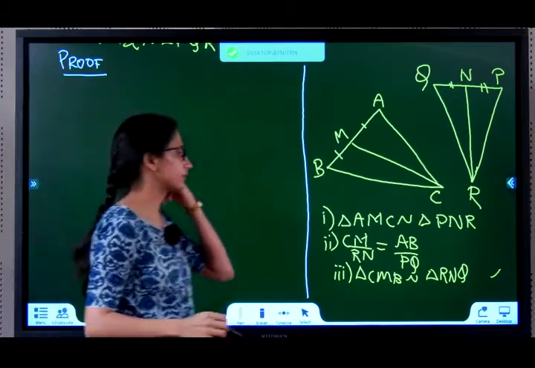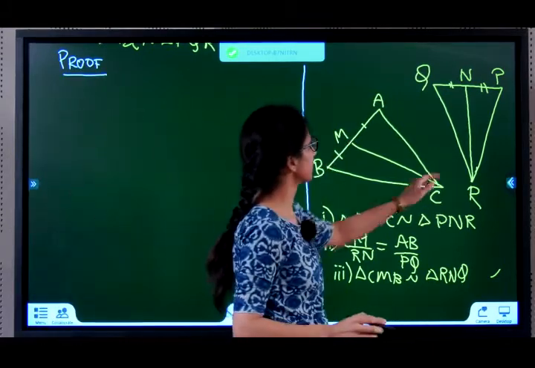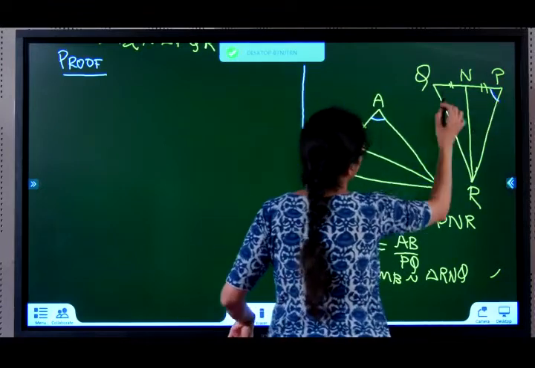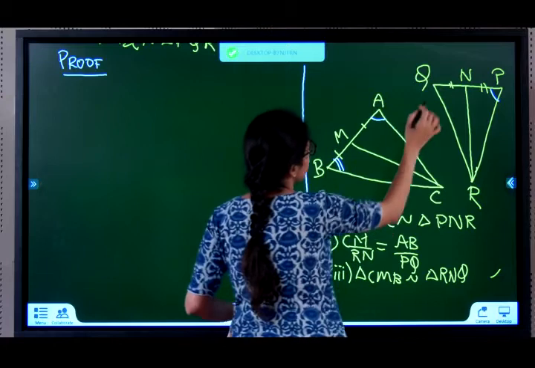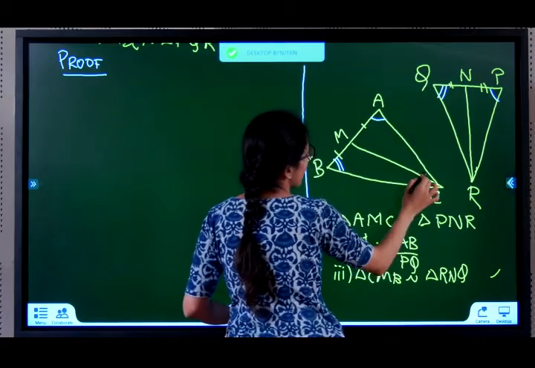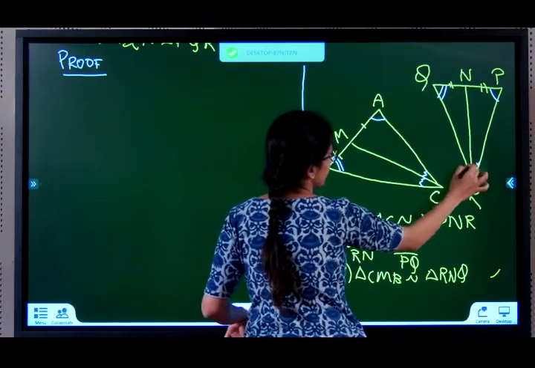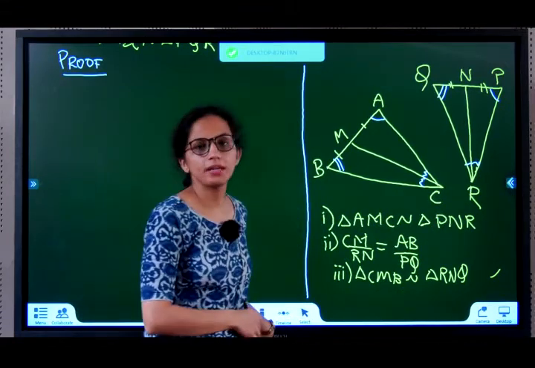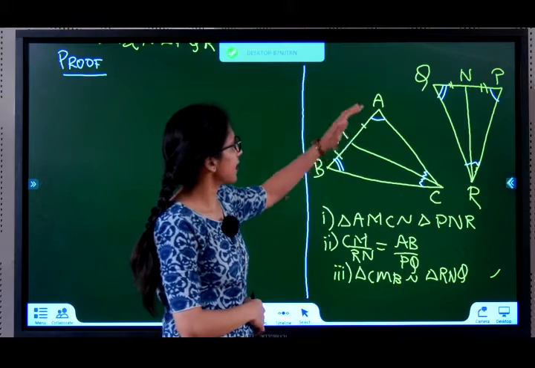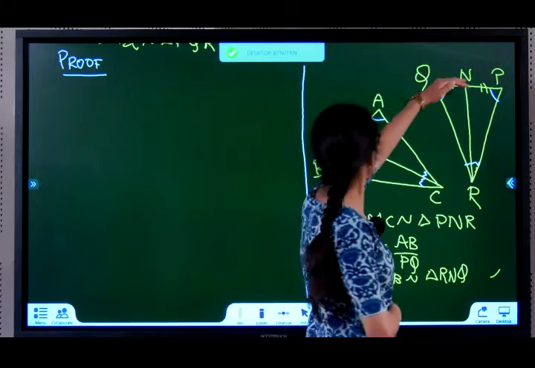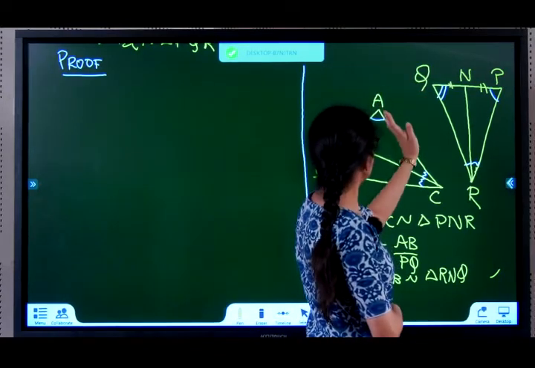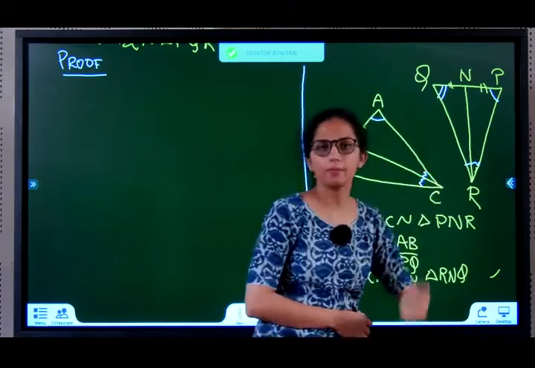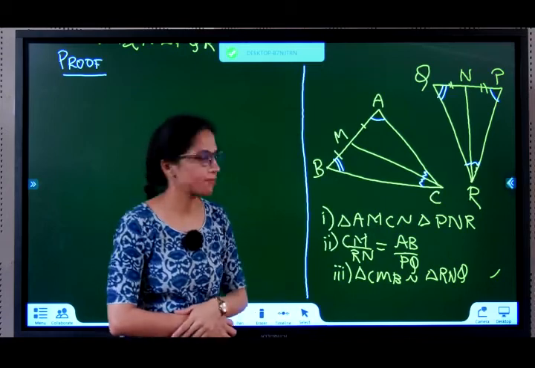See, understand one thing, they have given you triangle ABC is similar to triangle PQR. So, angle A is equal to angle P, angle B is equal to angle Q and angle C is equal to angle R. Agreed? Yes. Also their sides will be proportional because they're similar. That means AB by PQ is equal to AC by PR is equal to BC by QR. Agreed? Because sides are proportional.